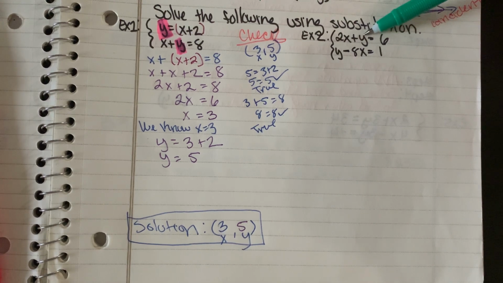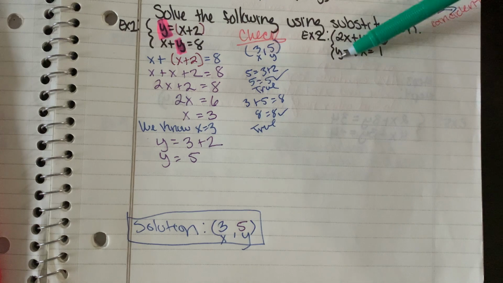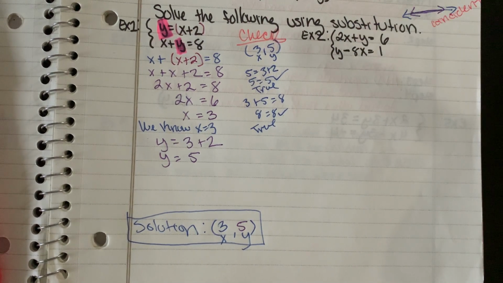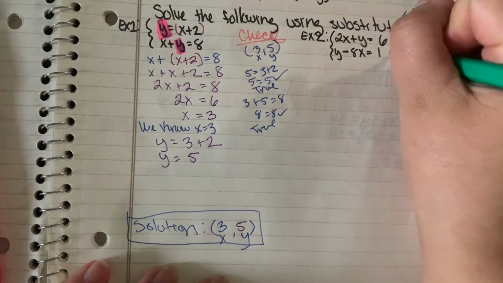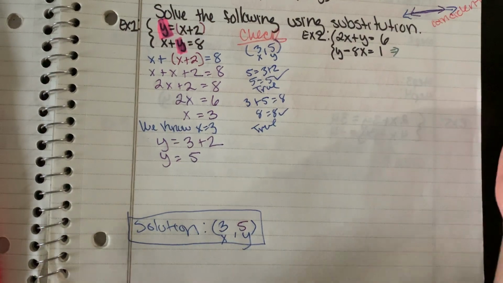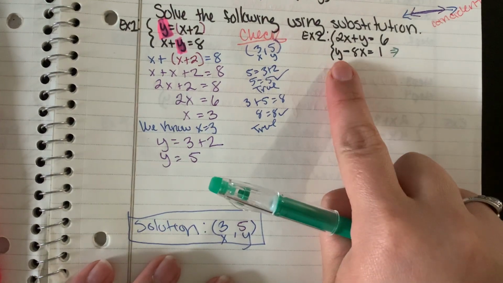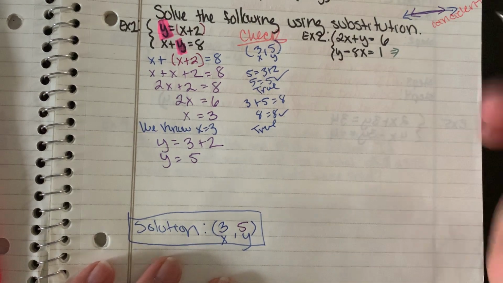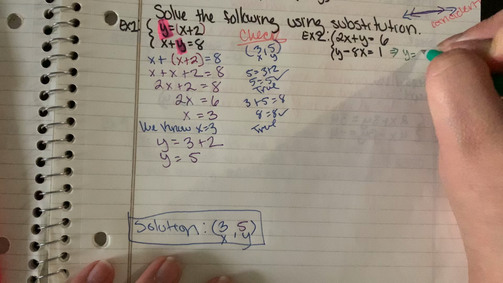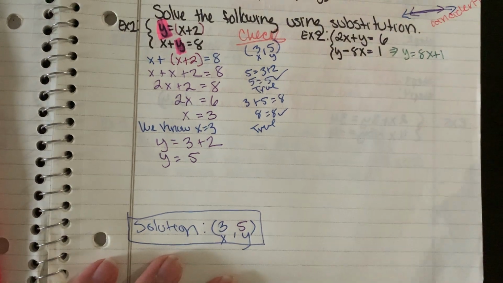For the first one, I can see that my y has a coefficient of a positive 1. And my y in my second equation also has a coefficient of a positive 1. So it really would not matter which one of these you chose. So I'm just going to do the second one, okay? Because to solve this for y, I would add 8x to both sides. So we end up with y equals 8x plus 1.